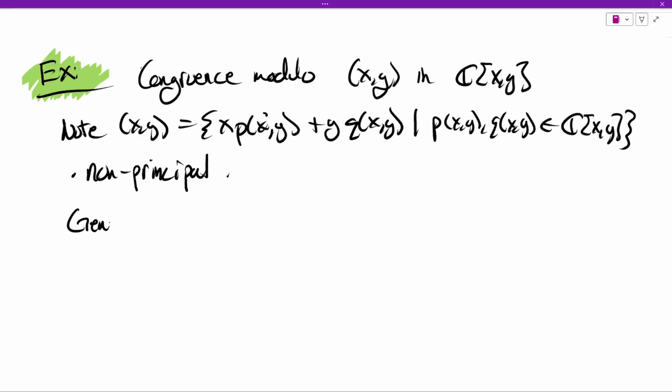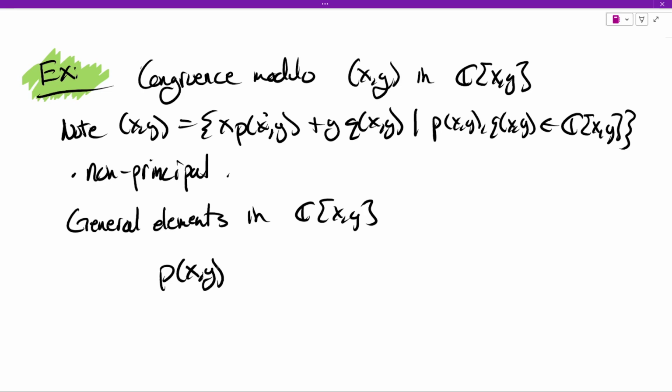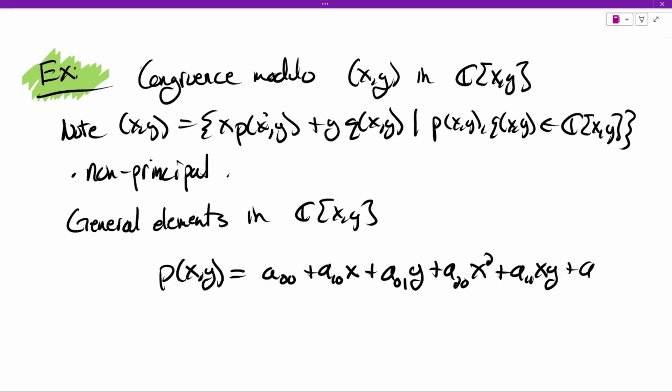So a general two elements, not in the ideal, but in the ring, are going to look like, well, you're going to have a constant term, which I'm going to call A00, and then an x term that I'm going to call A10, and then a y term that I'm going to call A01, and then you might have an x squared term, which I'll call A20, at least the coefficient of it, and then you might have a mixed term, an xy, A11, and then you might have a y squared term, and so on.